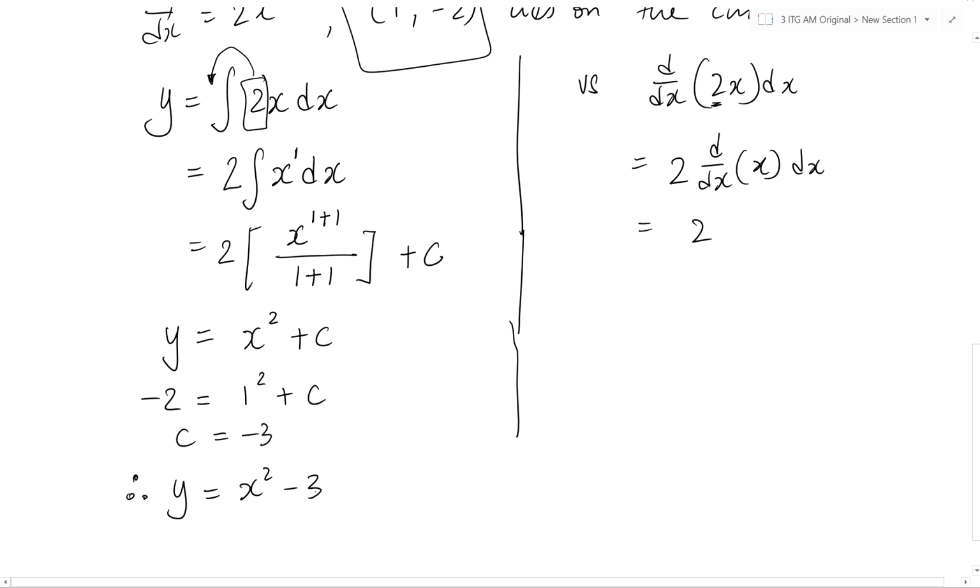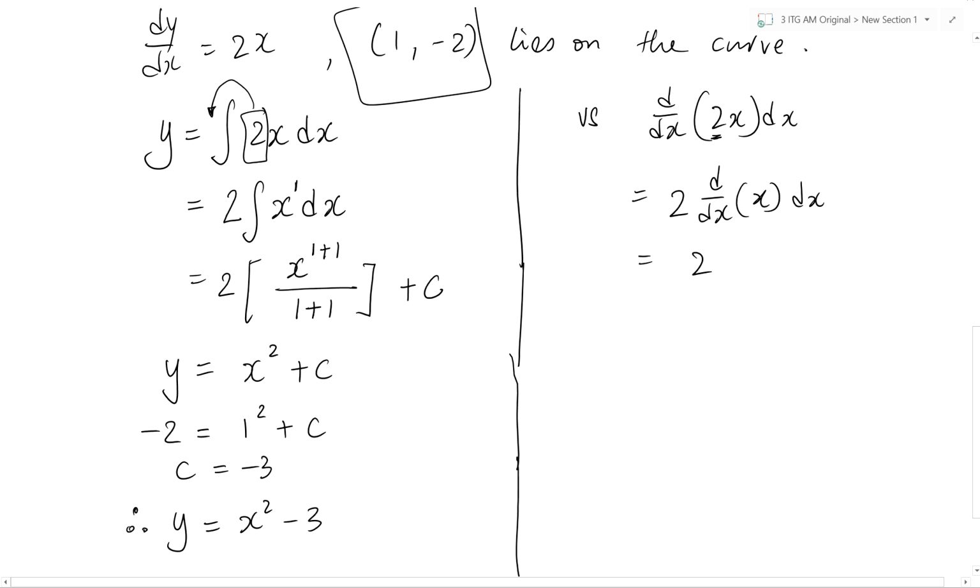This is the equation of the original graph, which when we differentiate, we get 2x. And we also have a point 1 comma negative 2 lying on the curve.